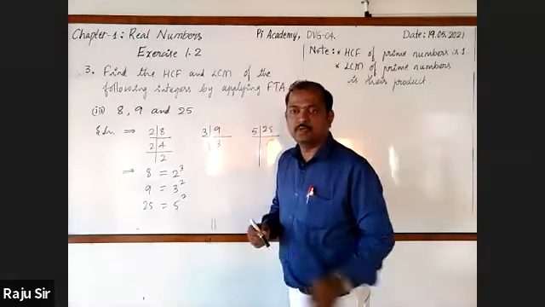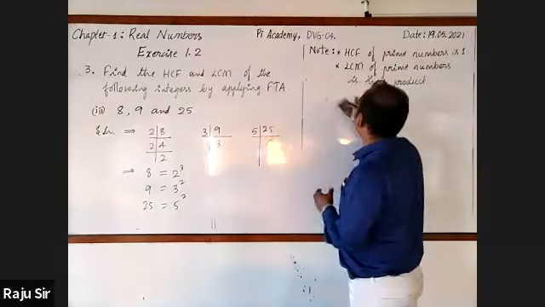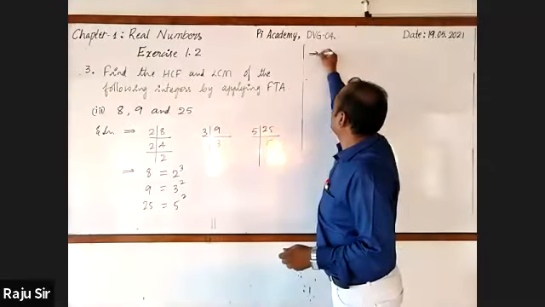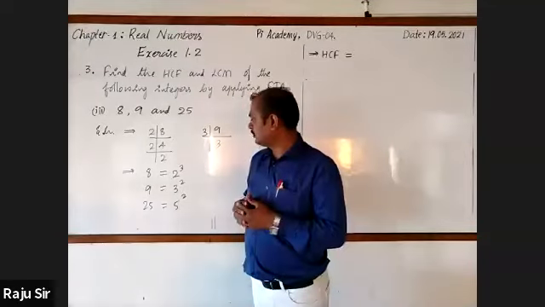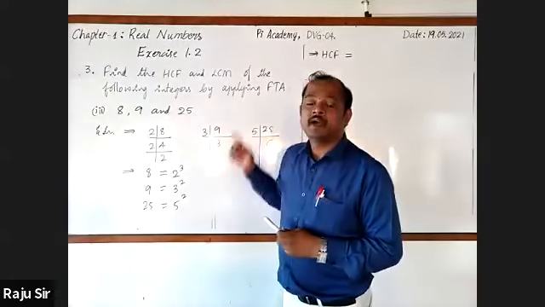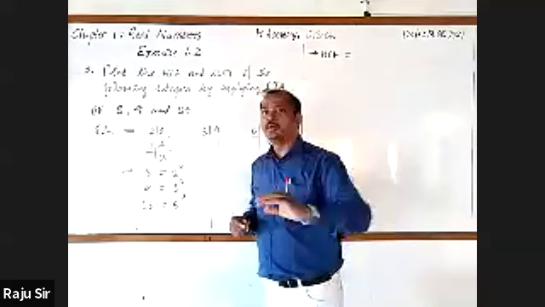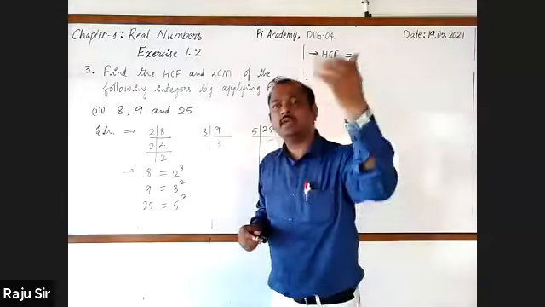Now let us find out their HCF and LCM. HCF is 1, you are right. But there is no 1 in the factorization. Then how do you say HCF is 1? Because 1 into anything is the number itself, sir. Very good. 1 is a factor of every number.